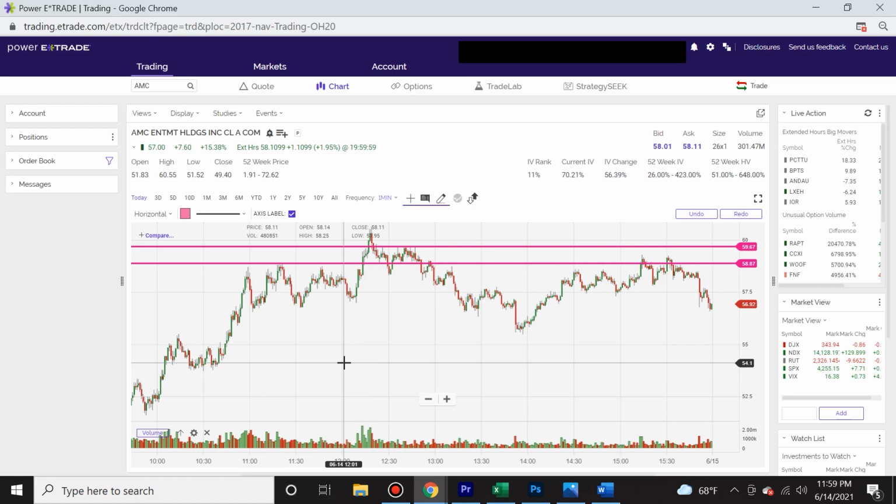So another interesting thing to keep in mind is that sometimes when a resistance line is broken, it then for a period of time becomes the support line. But we'll cover all that in a different video.